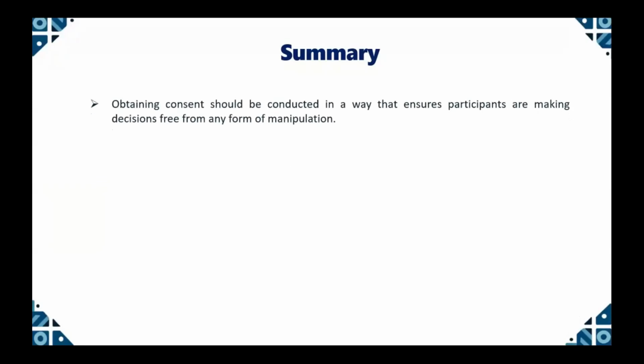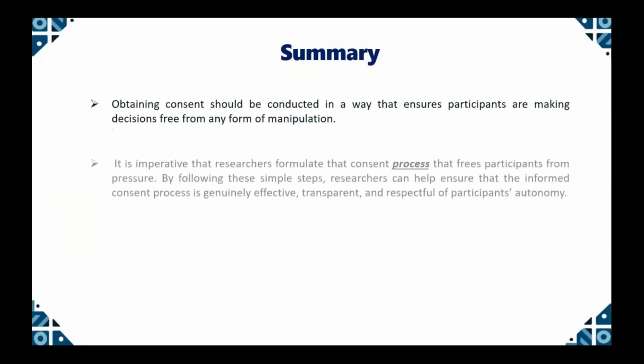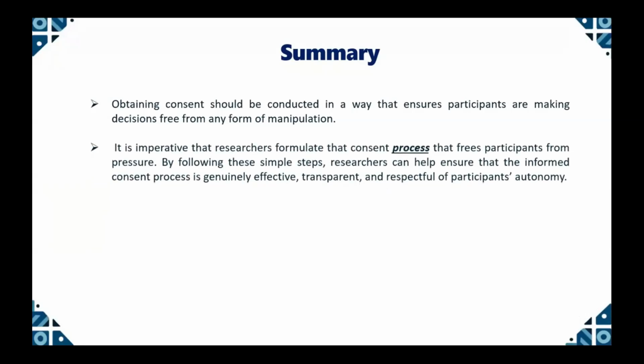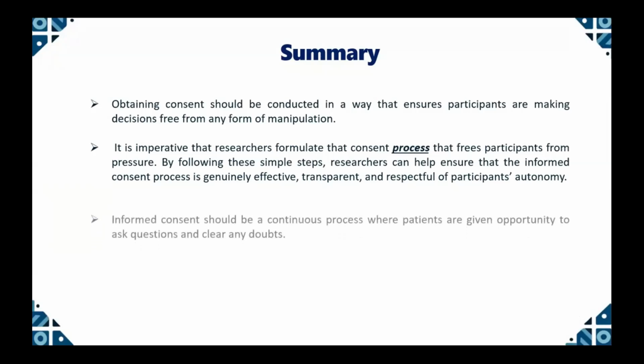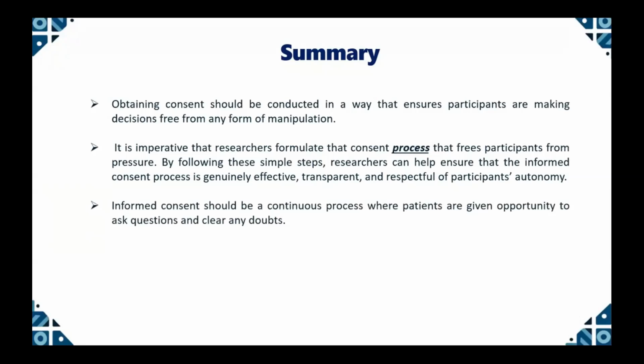So summarily, obtaining consent should be conducted in a way that ensures participants are making decisions free from any form of manipulation. It is imperative that researchers formulate a consent process that frees participants from pressure. By following these simple steps, researchers can help ensure that the informed consent process is genuinely effective, transparent, and respectful, and participants' autonomy is well respected.